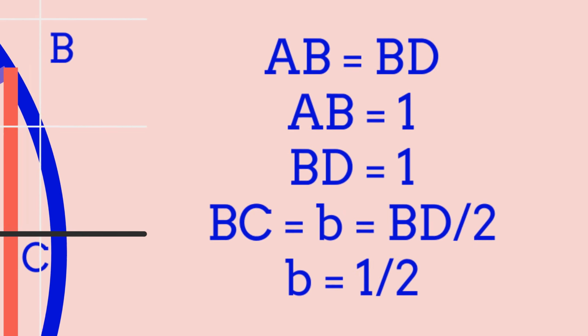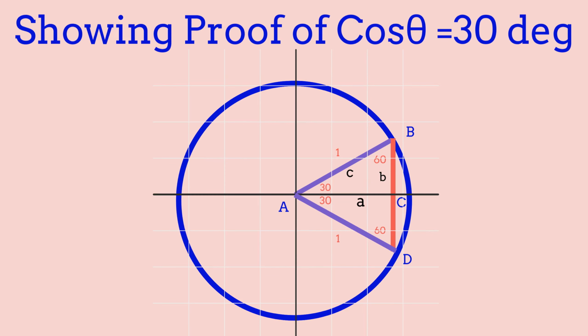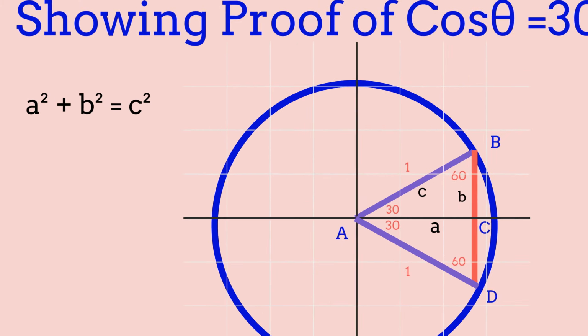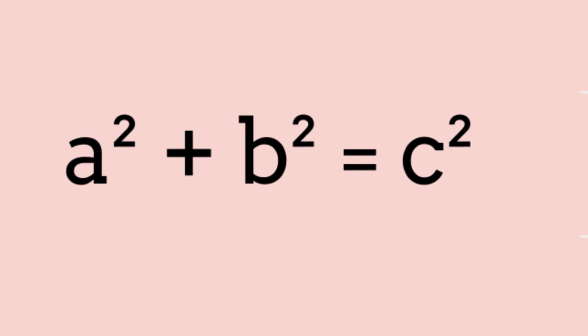And now since we know the hypotenuse and the perpendicular side, we can use the Pythagoras theorem to find out the value of cos 30. The Pythagorean theorem states that a squared plus b squared equals c squared. So now let's use this formula to find our value of cos 30.